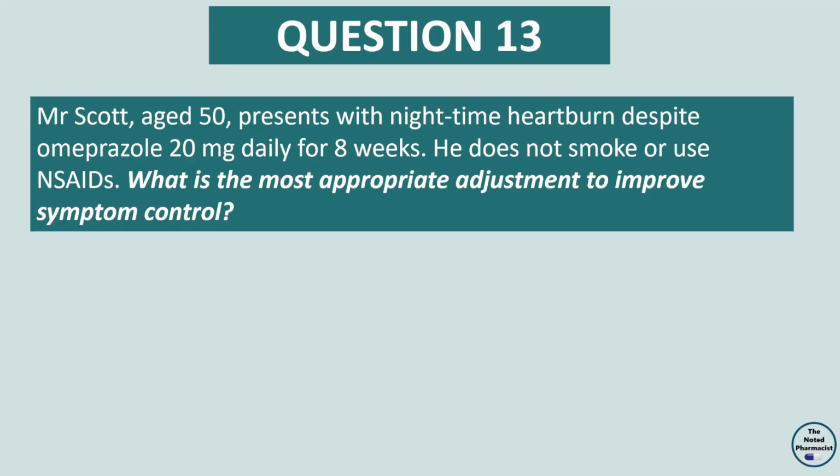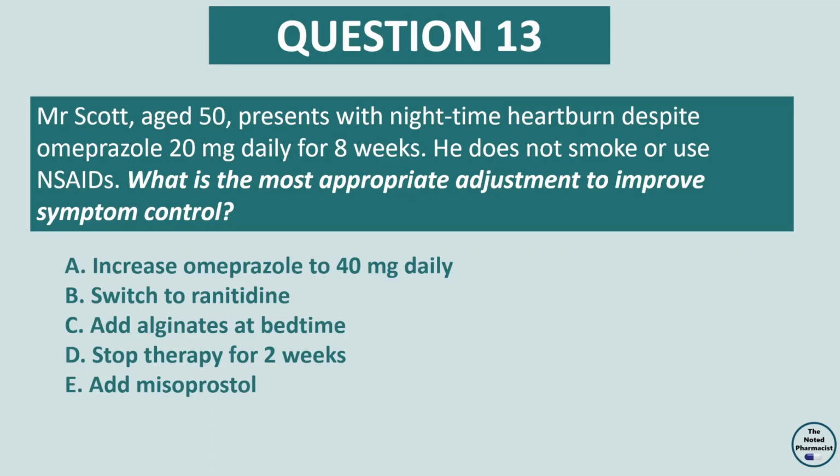Question 13. Mr. Scott, aged 50, presents with nighttime heartburn despite omeprazole 20 mg daily for 8 weeks. He does not smoke or use NSAIDs. What is the most appropriate adjustment to improve symptom control? Option A, increase omeprazole to 40 mg daily. Option B, switch to ranitidine. Option C, add alginates at bedtime. Option D, stop therapy for 2 weeks. Option E, add misoprostol.